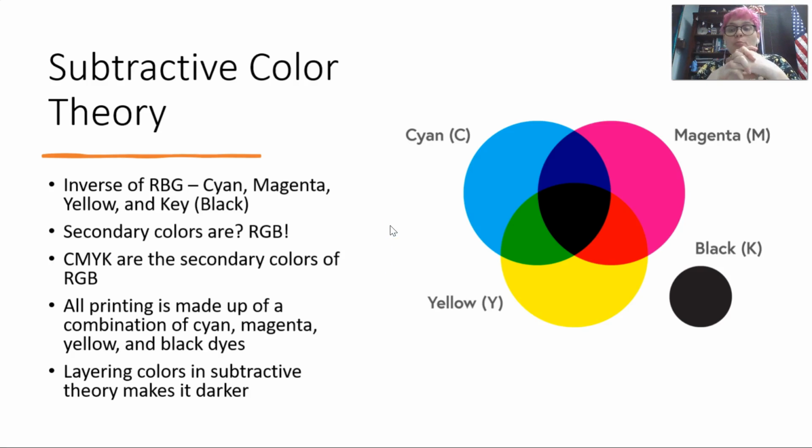So all printing, like print material, is done with cyan, magenta, yellow, and black dyes. So when you see a printed page, especially if it is color, it is done using different values of these colors to make up the colors that you're seeing. In subtractive theory, layering the colors actually makes it darker. So that's how you get that black. Well, there's a separate black ink, but I know that it sounds weird because in additive it makes it lighter and in subtractive it makes it darker. Don't worry about it too much. What I care about you remembering is RGB and CMYK, and that these are the opposites of each other.